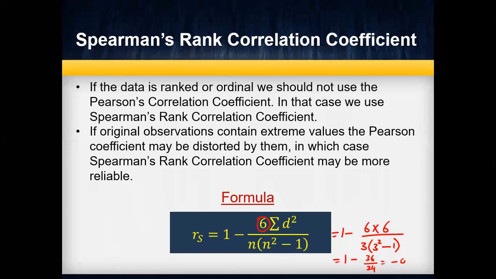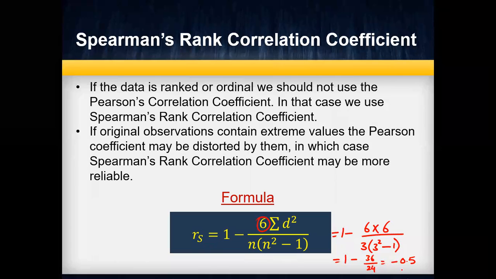So now you can calculate it. Sorry, it will be 6 over 4. 6 by 4 means 3 by 2, and 3 by 2 is 1.5. So yes, the result is minus 0.5.